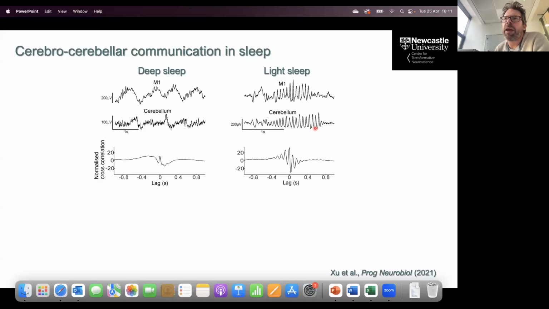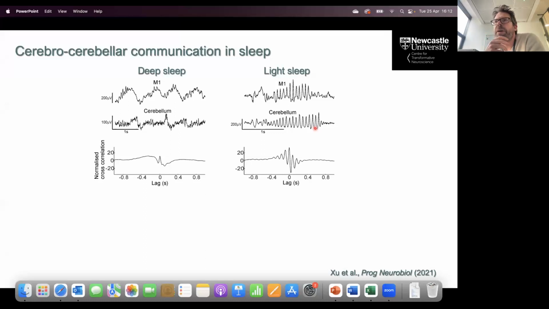The next question was, is there any directionality of that coupling? Is one oscillation driving the other? And to look at this, we used directed coherence, which is a frequency domain version of Granger causality. And effectively, it's saying to what extent is the past history of the signal in one area predictive of the future evolution of the signal in the other area, based on autoregressive models.